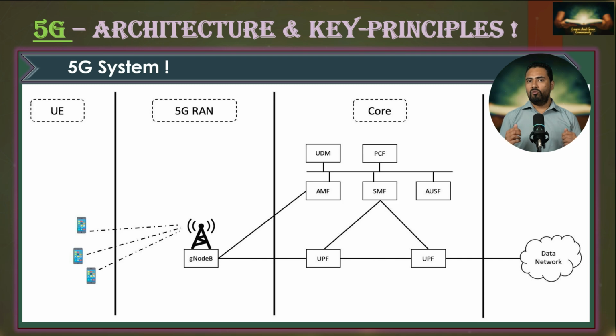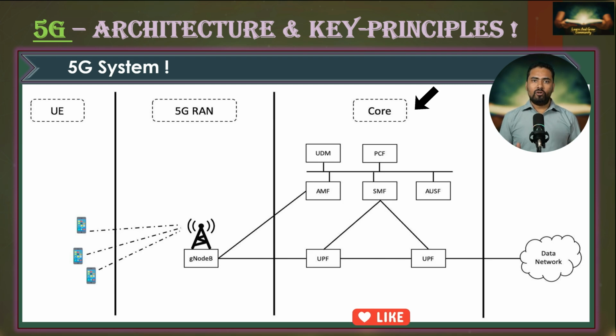The 5G user equipment includes 5G-enabled smartphones, laptops, tablets, modems, Internet of Things devices, and even 5G routers for fixed wireless access. The 5G radio access network or 5G RAN includes the gNode B, which supports the new radio interface called NR. In some cases, you might also see the ng-eNode B, which supports both NR and LTE technology. The 5G core network has functions like storing subscriber data, mobility management, session management, etc.